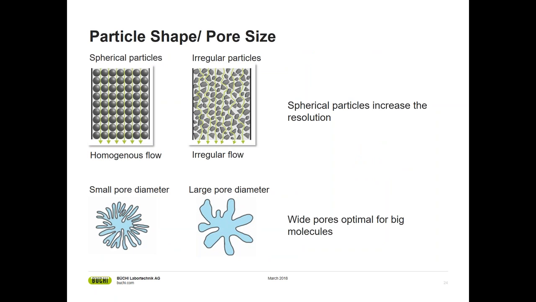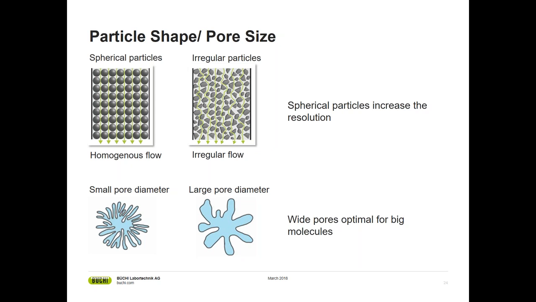There is a big trend currently to use spherical particles in flash chromatography. Usually this particle shape was used only in analytical chromatography, but meanwhile also flash chromatographers discovered the advantage. Spherical particles can be packed more tightly than irregular ones, and this leads to a more homogeneous flow through the cartridge. And with this, you get sharper peaks. And with spherical particles, this is another easy way to increase resolution.